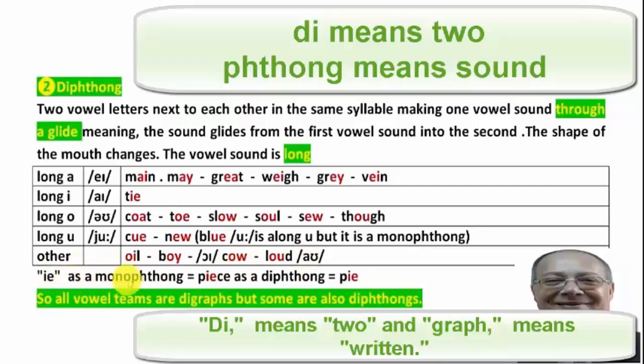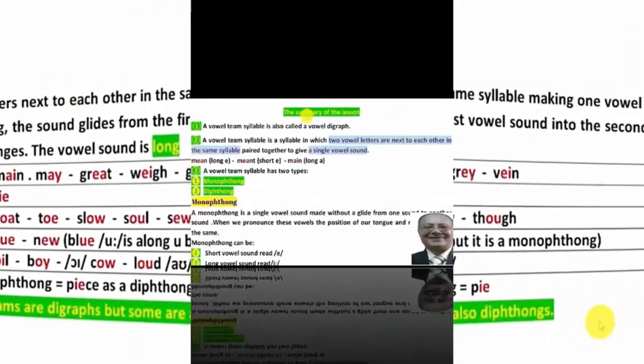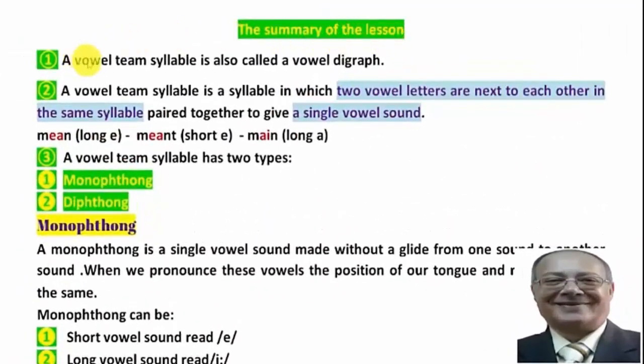IE as a monophthong: bees; as a diphthong: by. So all vowel teams are digraphs, but some are also diphthongs. The summary of the lesson: a vowel team syllable is also called a vowel digraph. A vowel team syllable is a syllable in which two vowel letters are next to each other in the same syllable, but together give a single vowel sound. Mean, long E; mint, short E; main, long A.